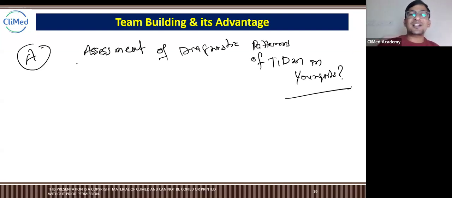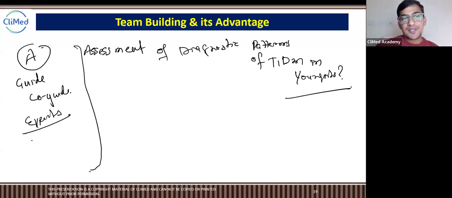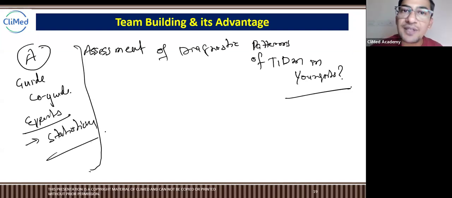See, this is the normal pattern. What you guys are saying is that he needs a guide, maybe one co-guide. He may need some experts, like a statistician. This is the normal team.